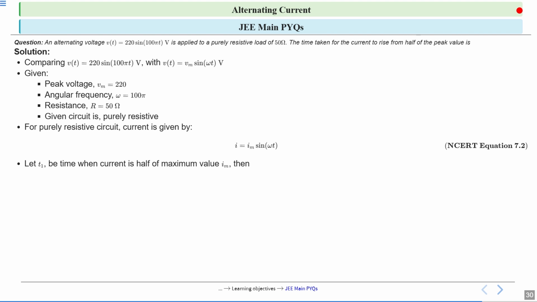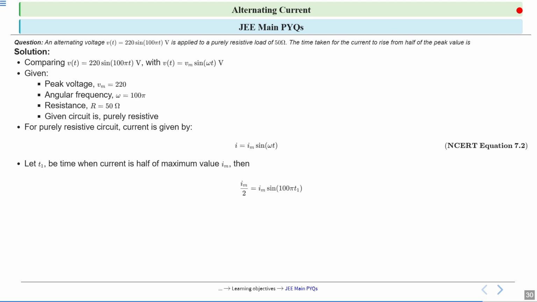So let T1 be the time when current is half of the maximum value. So we have to find the time at which current is half of the peak value and time at which current is at peak value. Then we have to subtract the time and we will find the time interval for which current reaches from half of the peak value to peak value.